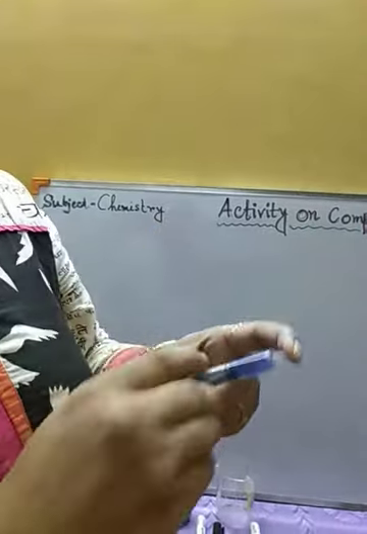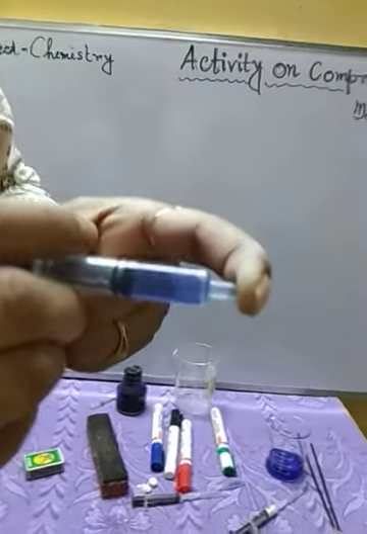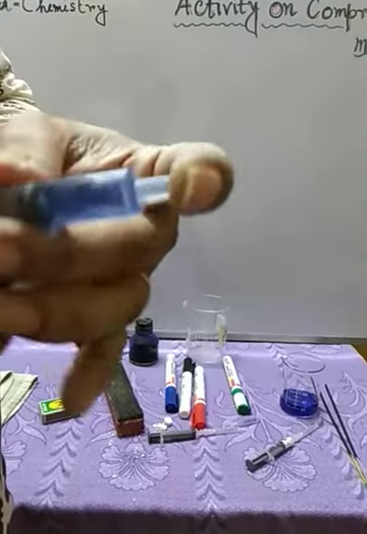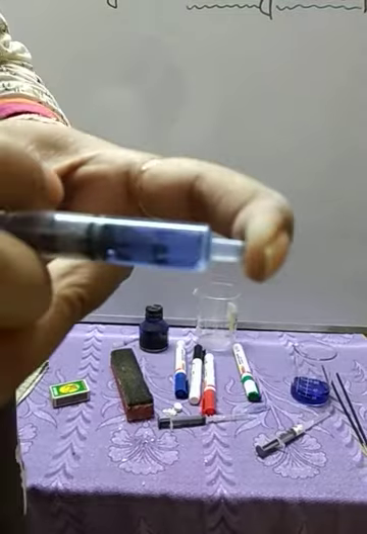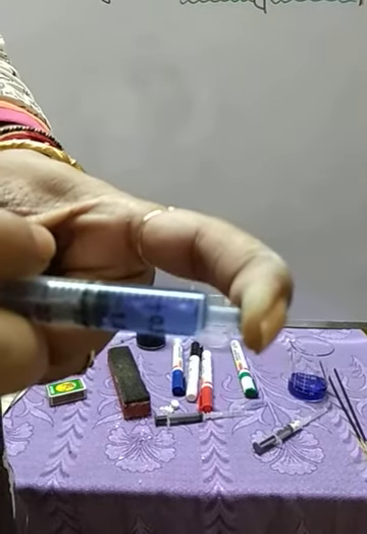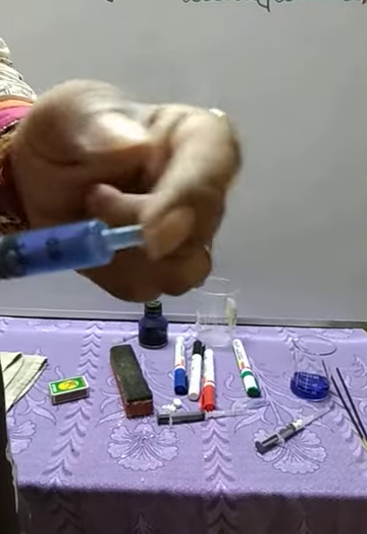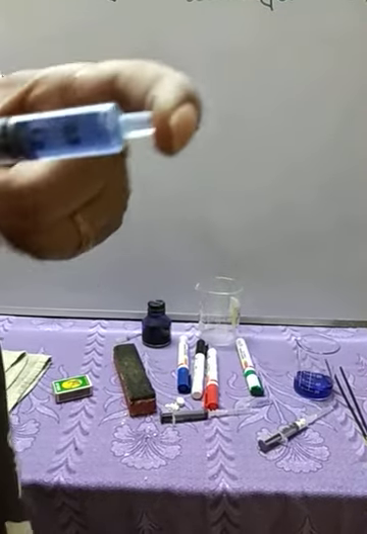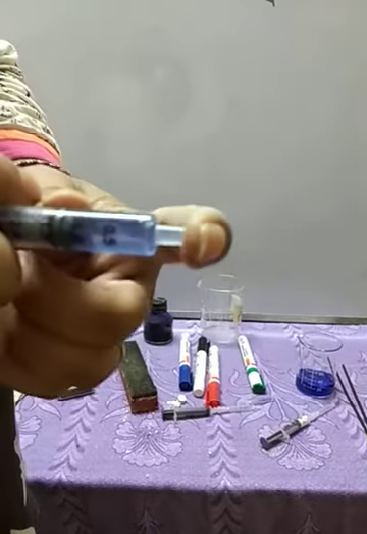See, I'm continuously applying pressure, but it can be compressed up to this only. I am keeping my finger here, otherwise as it is liquid, it will come out from the syringe. You can see this. After this I cannot compress it, so liquid can be compressed a bit.